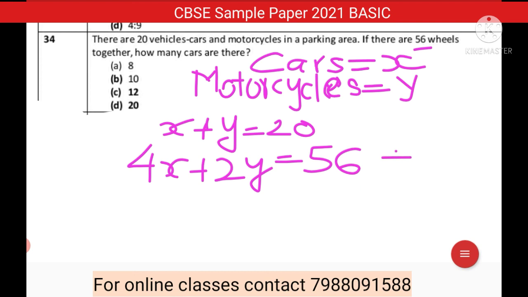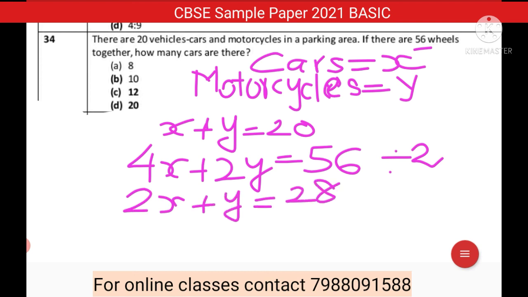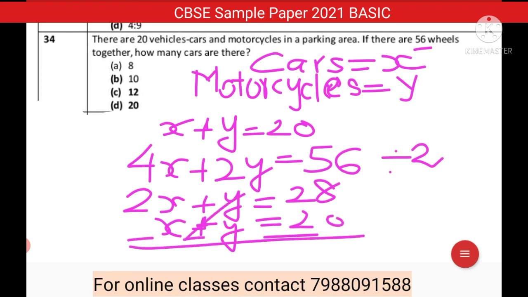And if I divide this equation throughout by 2, students, you must have noticed that dividing throughout is a very common step and it saves your time. You don't have to take common or something. You can directly write 2x plus y is equal to 28. Let me write down the first equation again. I get x plus y is equal to 20. Now simply I change the sign and solve them. I get 2x minus x, that is x, is equal to 28 minus 20, that is 8. And this is what I have to find. How many cars are there? I am not asked the value of y, so don't find the value of y. 8 is the correct answer, that is option A.